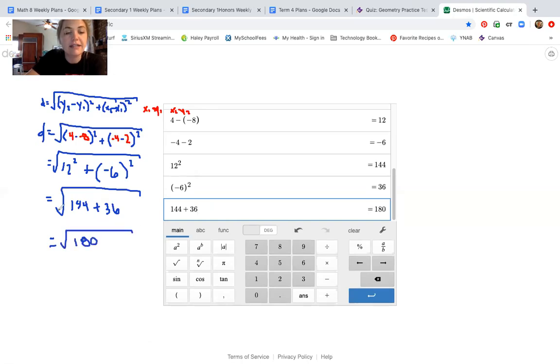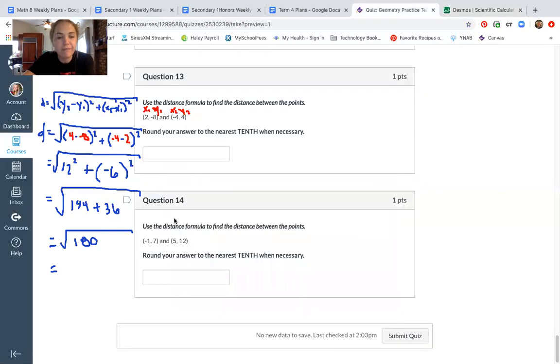Okay, as always, to end these problems, I gotta take the square root. So the square root of 180, I'm gonna have to approximate this thing. Square root 180, and I get 13.4. So my approximation, 13.4.